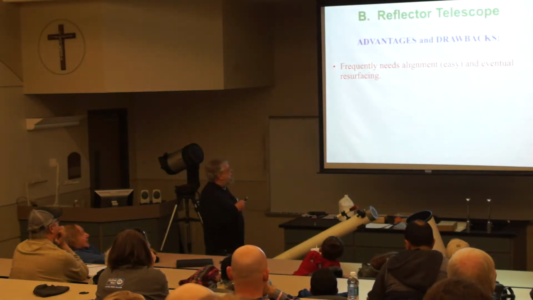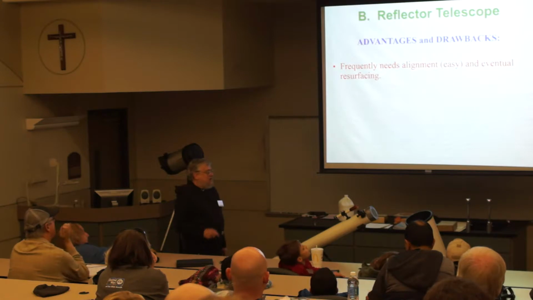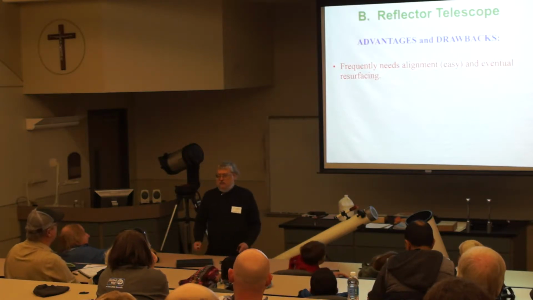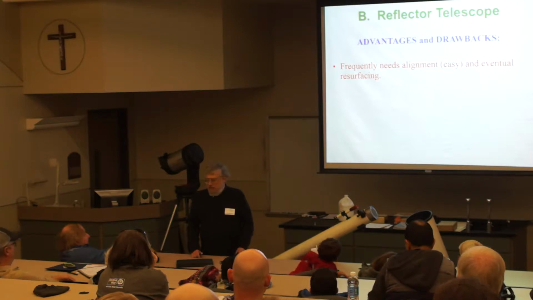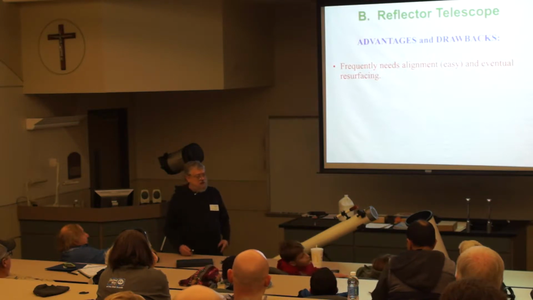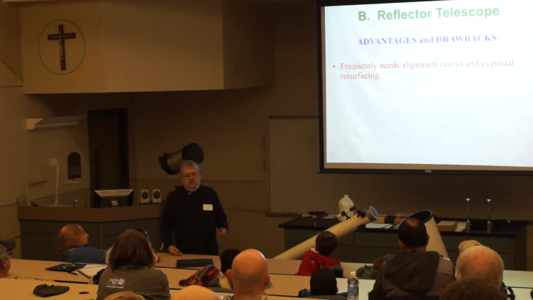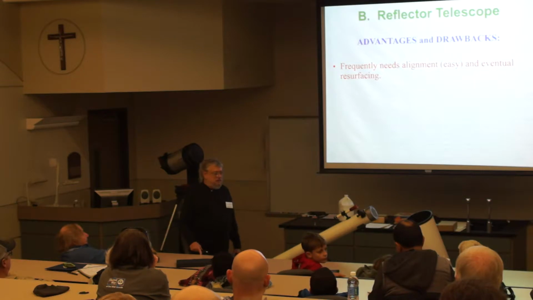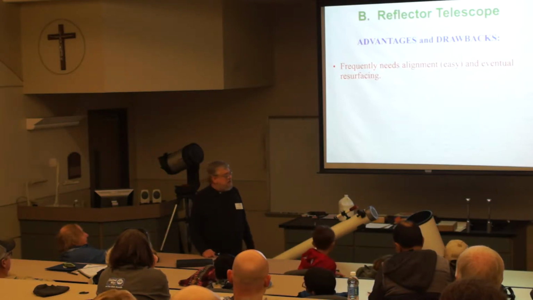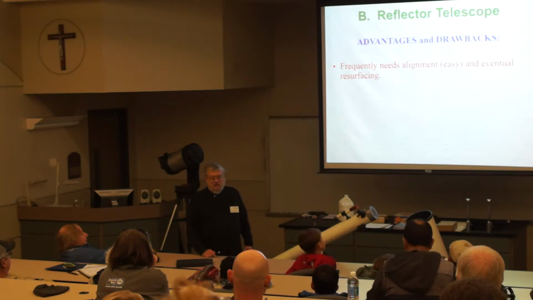Advantages and drawbacks of reflector telescopes. Well, they do need to be aligned. They all have screws to adjust the mirrors in them, and from time to time they need tweaking. Now, if you take care of it carefully and put it on the back seat of your car rather than in the trunk, where it doesn't get bounced around as much, it'll stay for a long time before it needs realignment.